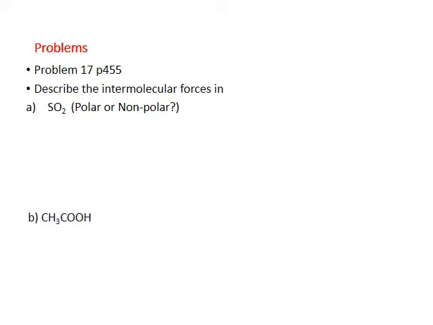Now we're going to discuss problem 17, A and B. Now the question is, describe the intermolecular forces that must be overcome to convert these substances from a liquid to a gas. So we need to identify what kind of intermolecular forces exist between these molecules, like SO2. In order to do that, first you need to get the Lewis structure, then you find out whether it's a polar molecule or a non-polar molecule, and then based on that you can identify what type of intermolecular forces exist.